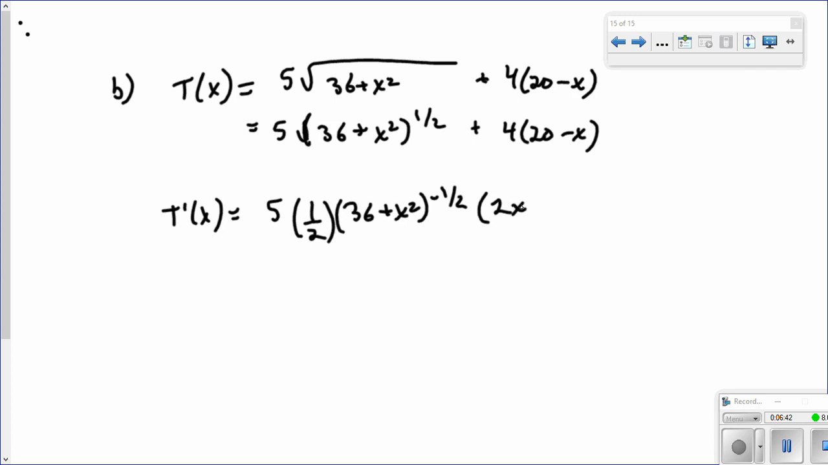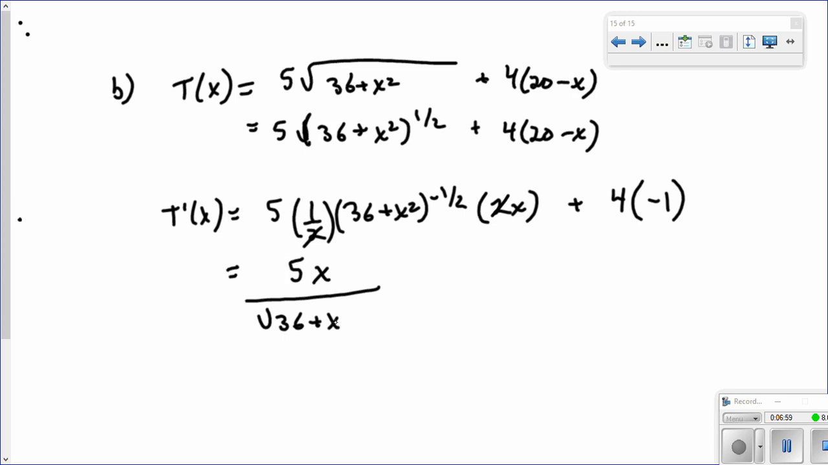That'll be 2x. Okay, and then I want to take the derivative of 20 minus x. Well, that's just 0 minus 1. And if I can clean that up a little bit, my 2's will cancel. So I have 5x over the square root of 36 plus x squared, minus 4. Okay, good. Looks good. I have to minimize this, so that effectively is setting it equal to 0 and solving for x.